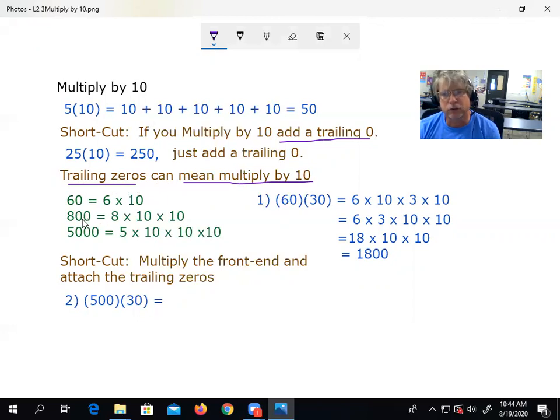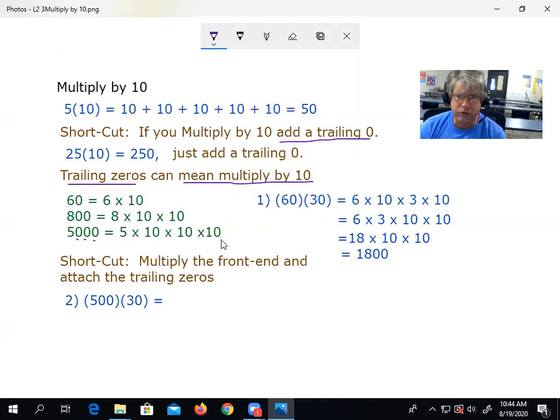800, notice how there's 2 trailing zeros. That means 8 times 10 times 10. So that would be equivalent to, it's the same as 800. Those are equivalent. They mean the same thing. 5,000, notice how there's 3 trailing zeros there. 1, 2, 3 trailing zeros. So notice that we have 5 times 10 times 10 times 10. Those are equivalent. Those are interchangeable.